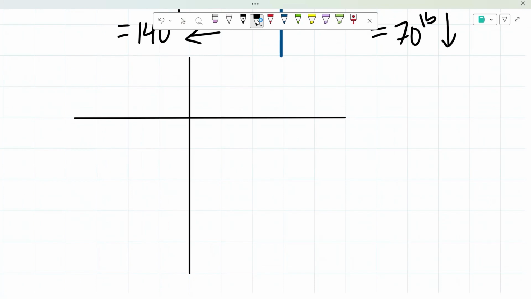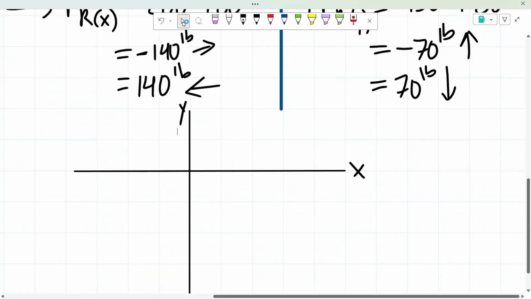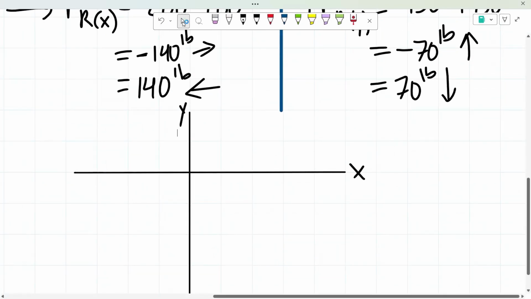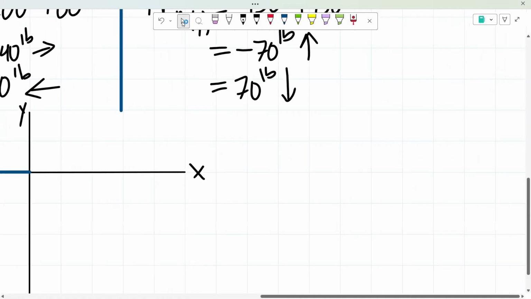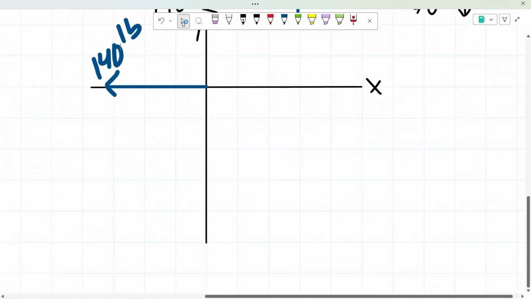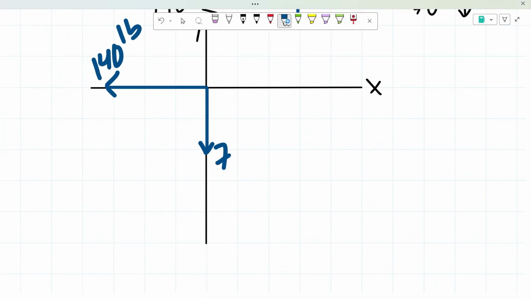Right? This is our x-axis, our y-axis, and as you guys could see, for our forces in the x direction, we know that we're going to be going 140 pounds to the left, so that means it's going to be going this direction, 140 pounds. And for our forces in the y direction, we have 70 pounds going downwards. So on our y-axis, we have 70 pounds going downwards. And we know that our resultant force is going to be somewhere around here.